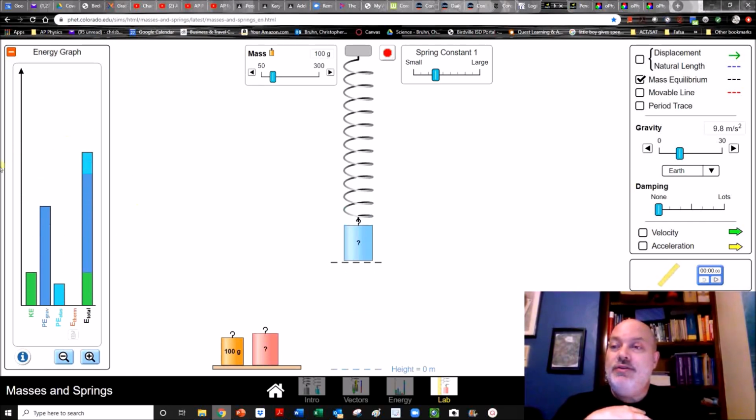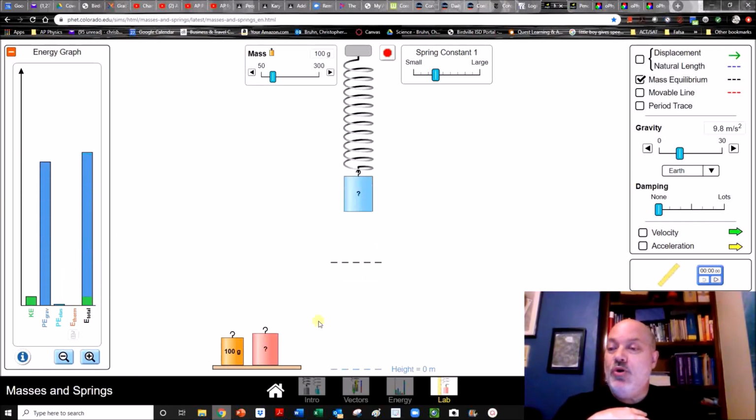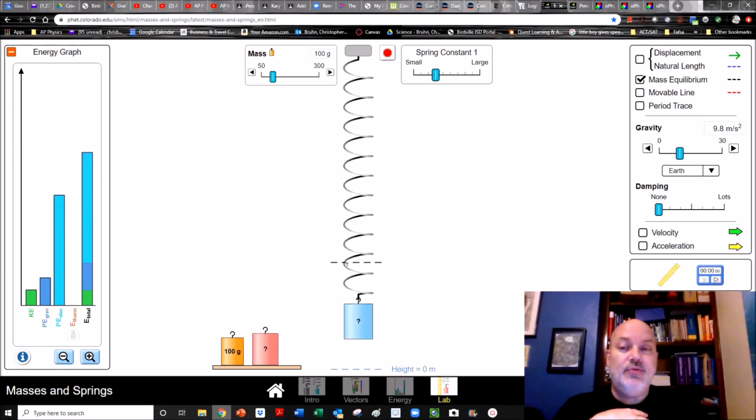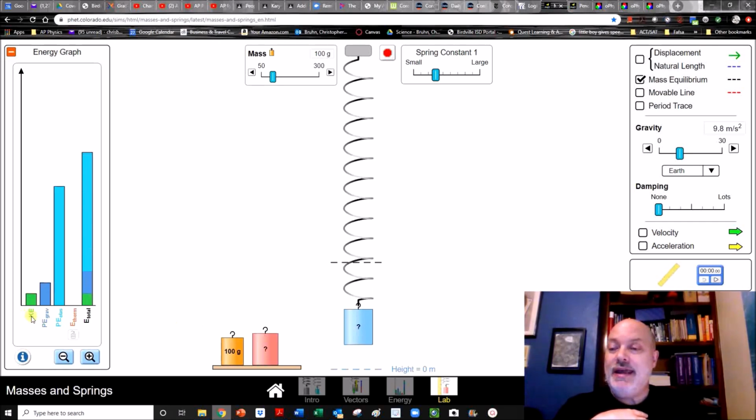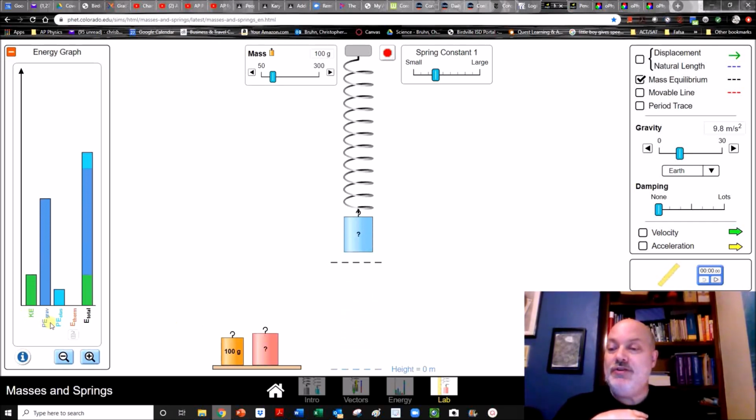Now, over here you can see our energy graphs are a little bit more complicated. So I'm going to slow this down so we can take a look. Notice that we have kinetic energy, we have gravitational potential energy, and we have elastic potential energy.